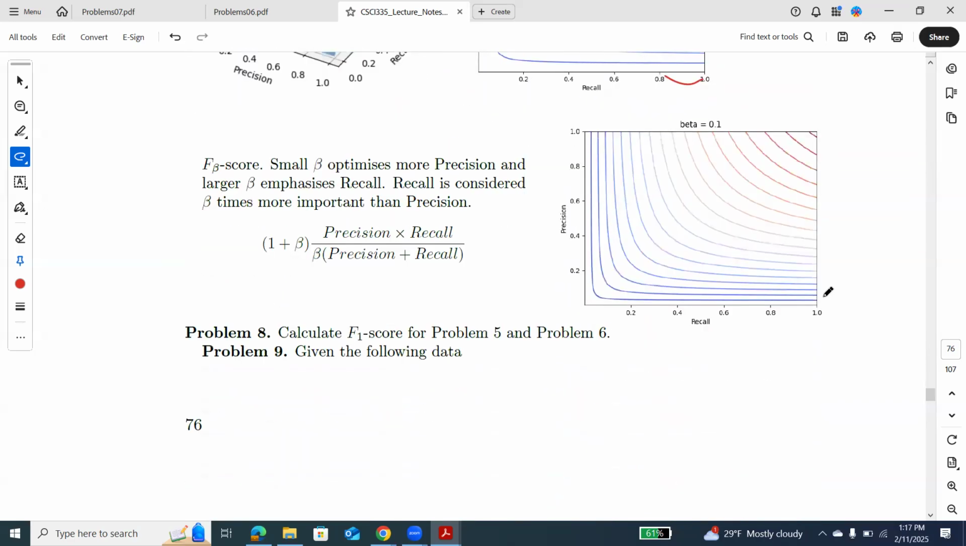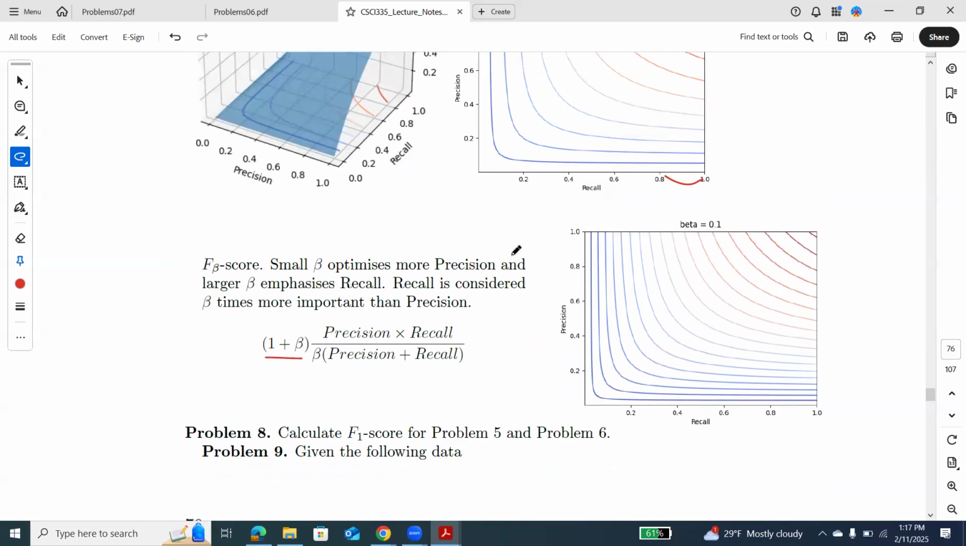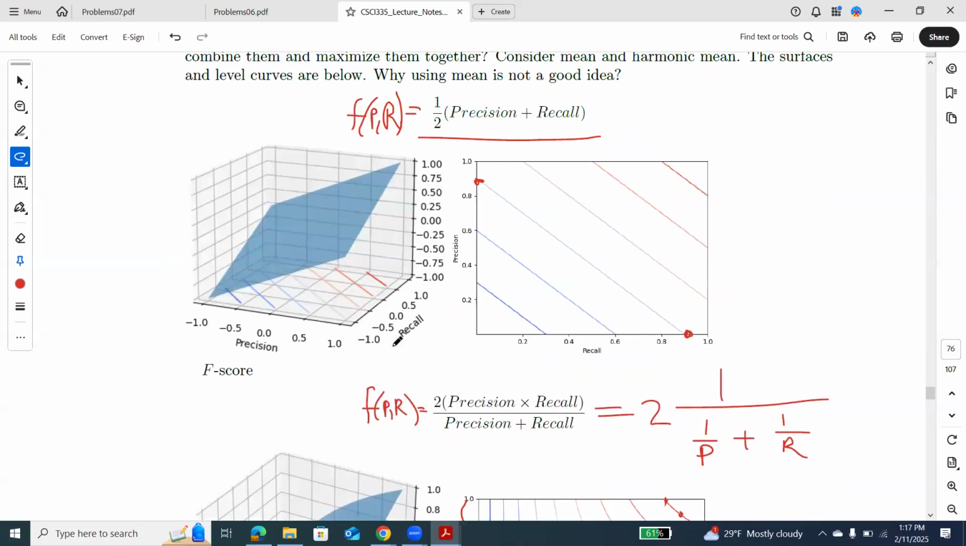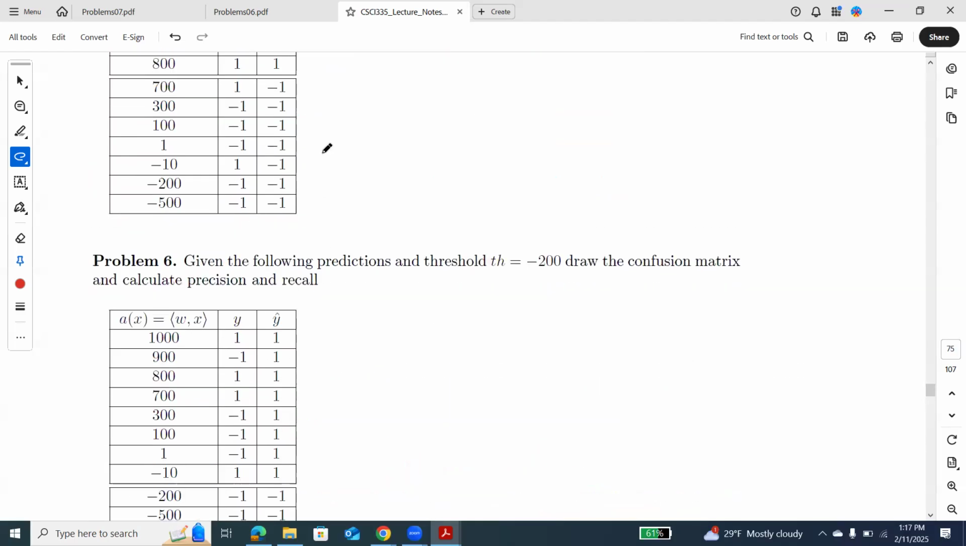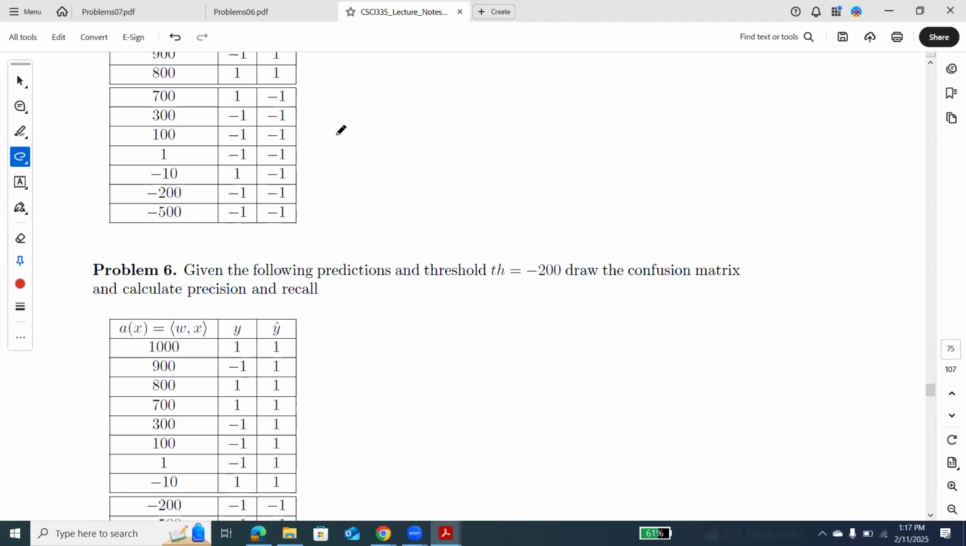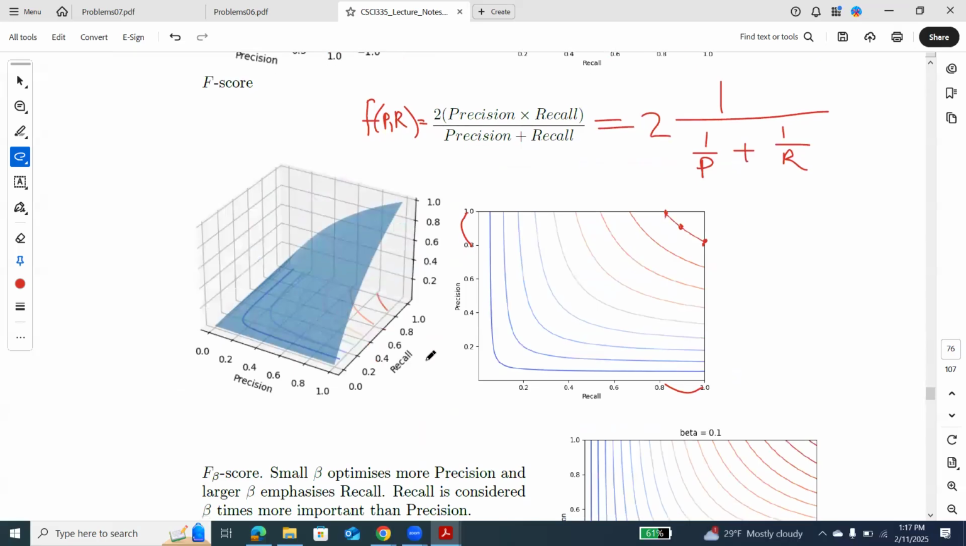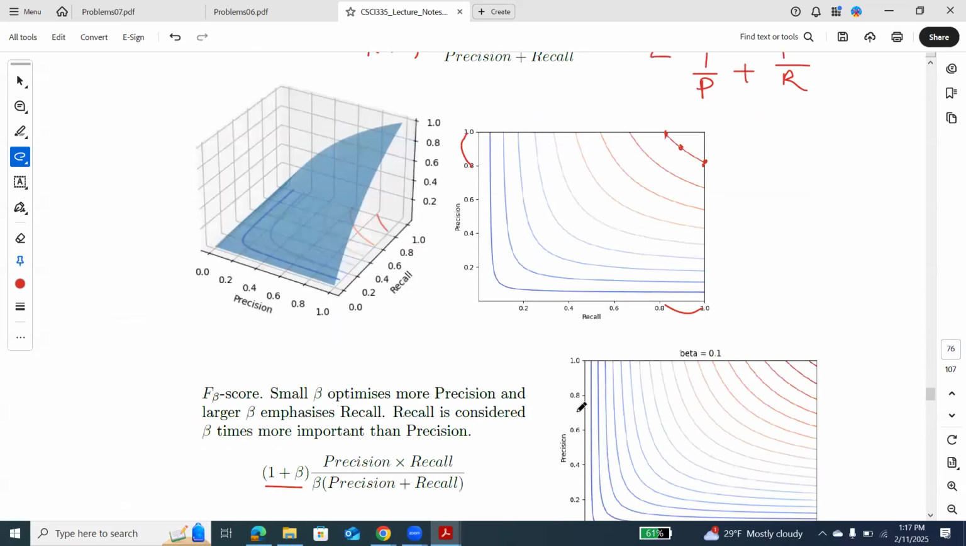Okay. And the more general formula here is the F beta score. If beta is 1, then you will get the F1 score. So for the last problem, I just asked you to calculate this F1 score for the problems from the previous page. You calculated precision and recall on the previous page for two problems. Now I asked you to calculate the F1 score, and I hope you will get a higher F1 score for the first threshold than for the second. Correct?